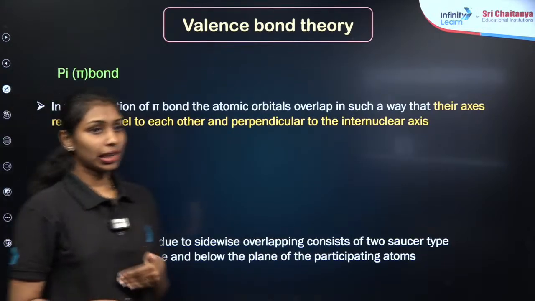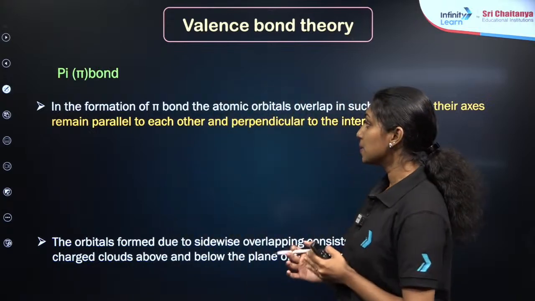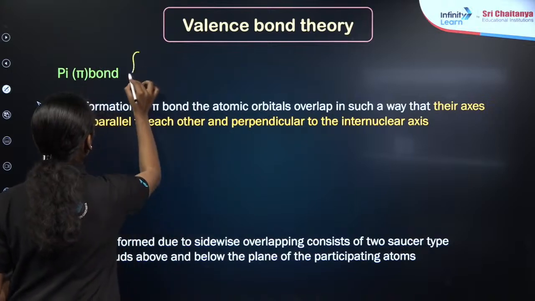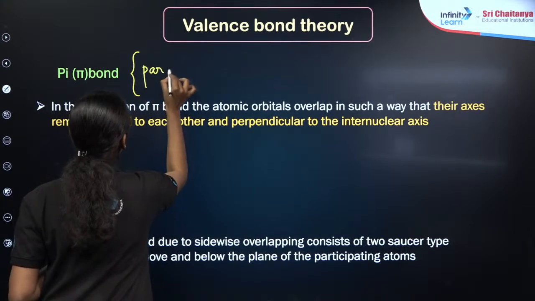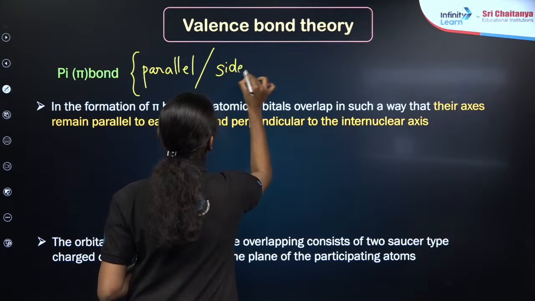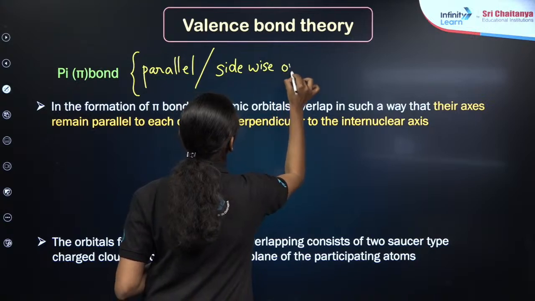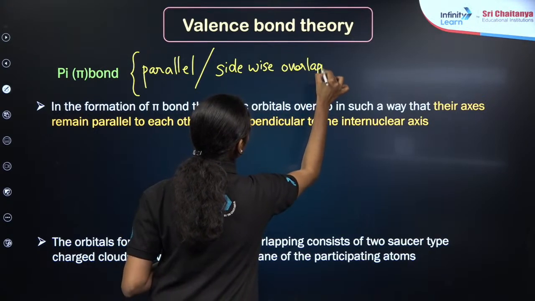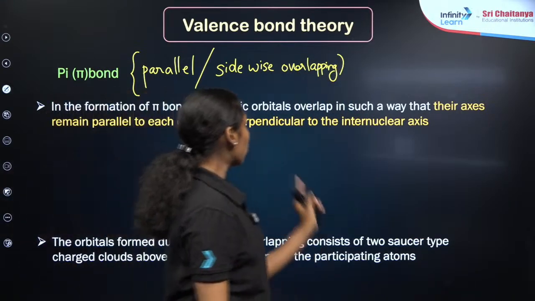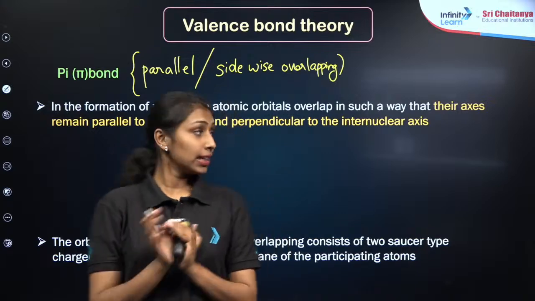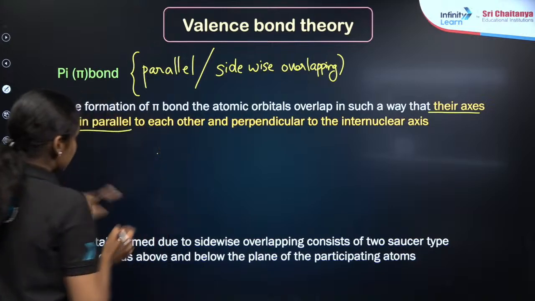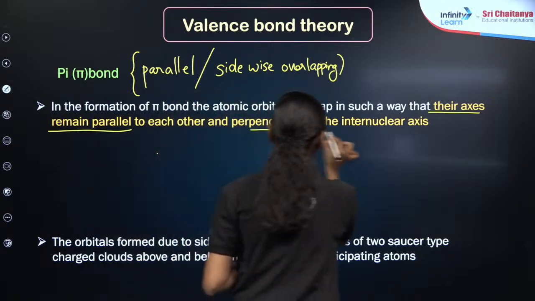Now let us move to the second type of covalent bond according to the orbital overlapping concept, that is the pi bond formation. Pi bond formation, as I have already discussed, involves parallel overlapping or sidewise overlapping. In the formation of the pi bond, the atomic orbitals overlap in such a way that their axes remain parallel to each other and perpendicular to the internuclear axis.